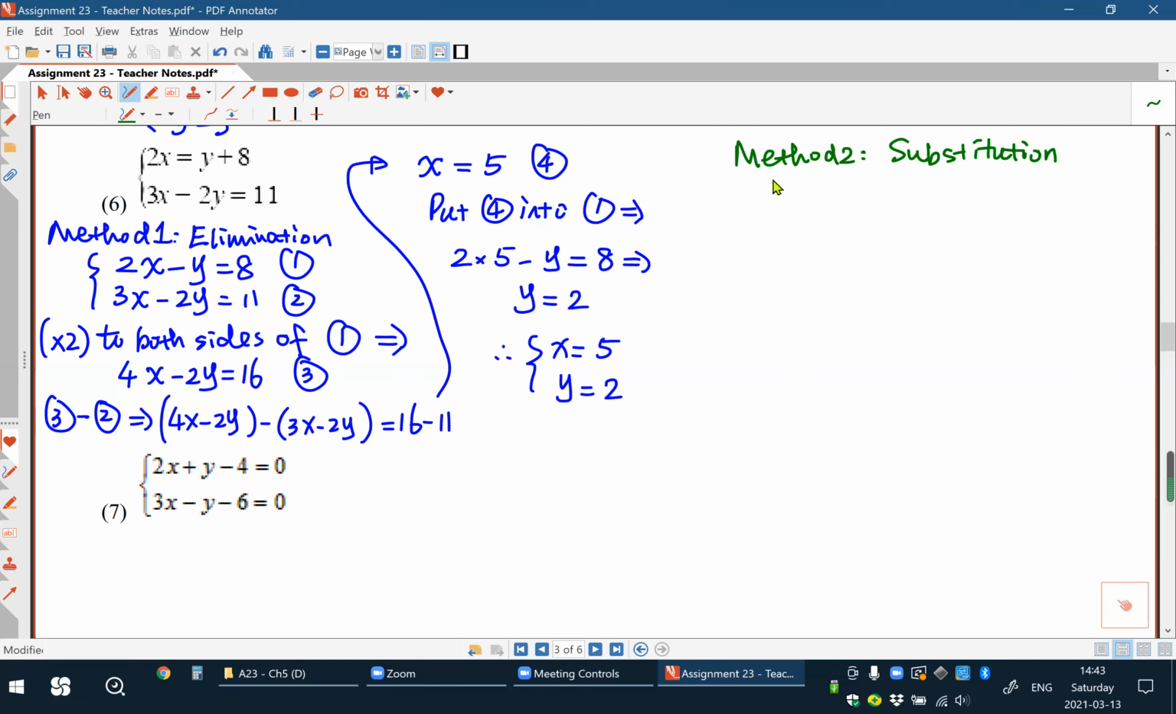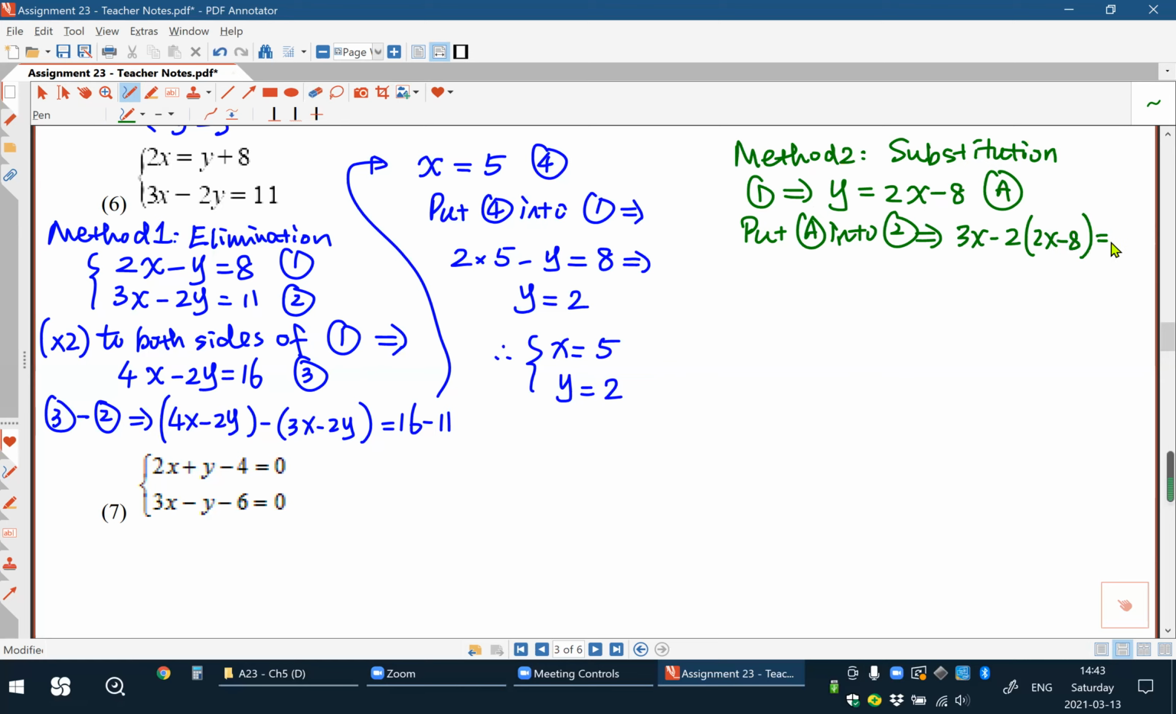Okay, note that from equation 1, we can solve y in terms of x, which is y is 2x minus 8. Let's call this a. And then we can put a into equation 2, right? And this will give you 3x minus twice of y, which means twice of 2x minus 8 equals 11. And then we can simplify. 3x minus 4x plus 16 is 11.